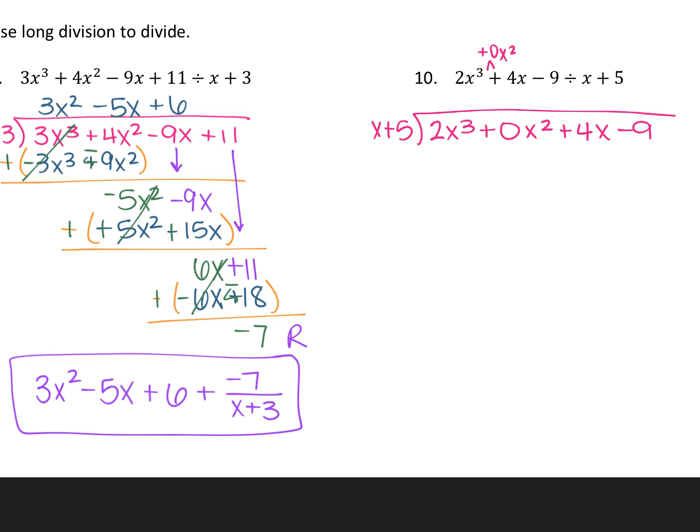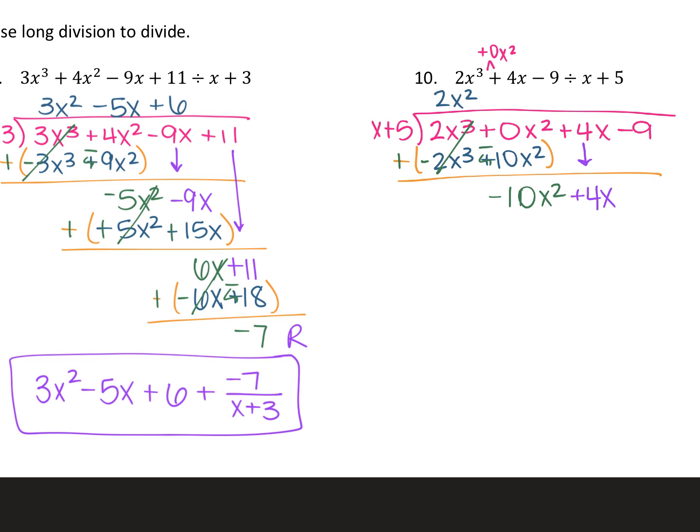The x on the outside multiplies by 2x squared to get 2x cubed. That also multiplies by the 5, and you have 10x squared. Subtract these. Distribute your sign. You're left with negative 10x squared. Drop down that 4x, and then start all over again.